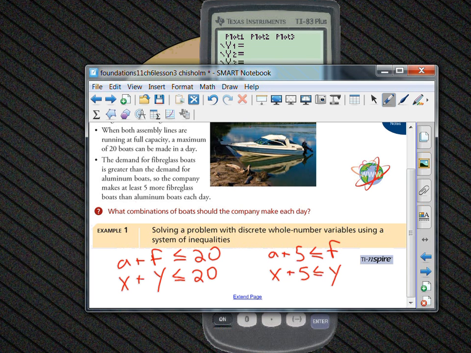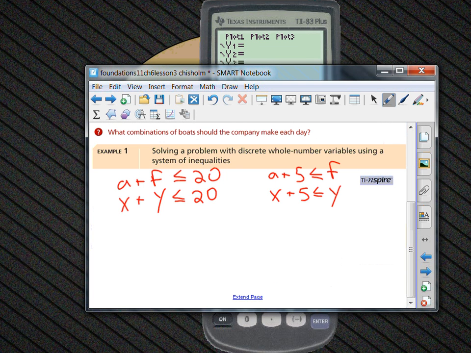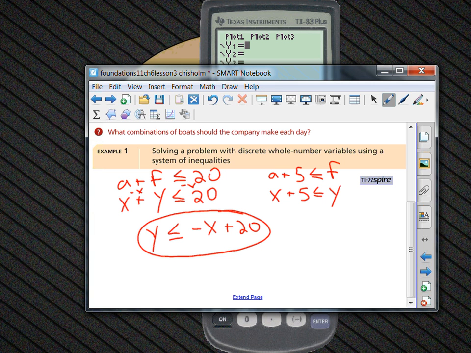Now in both cases, what we're going to want to do to be able to graph them is isolate y. So I'll do that with this first one right here. I'm going to have to subtract x from both sides. y is going to be less than or equal to negative x plus 20. And with this one over here, all I have to do is flip this one around the other way. It's already isolated. So since x plus 5 is less than or equal to y, that means y is greater than or equal to x plus 5. So here are the two inequalities that I'm going to be able to graph.